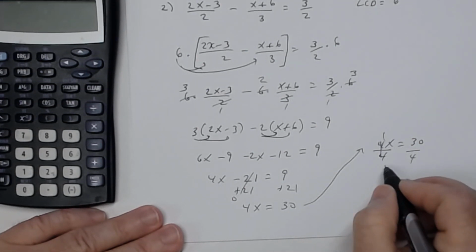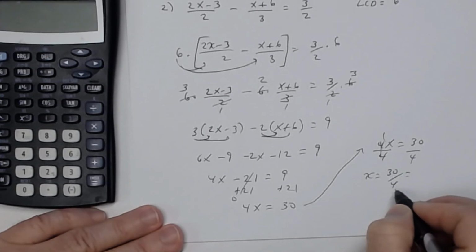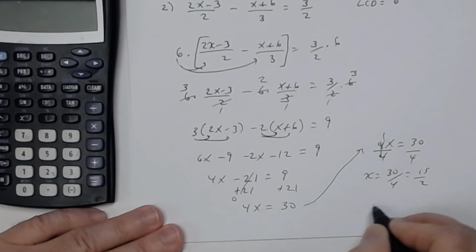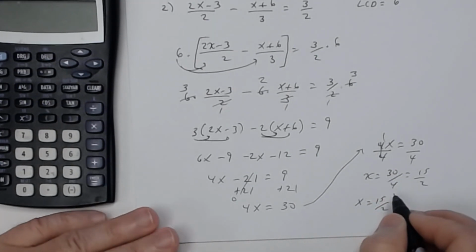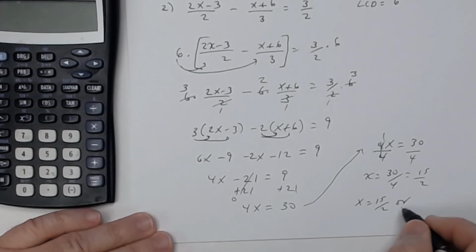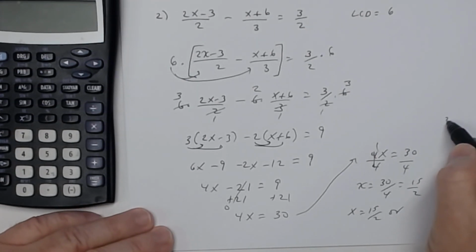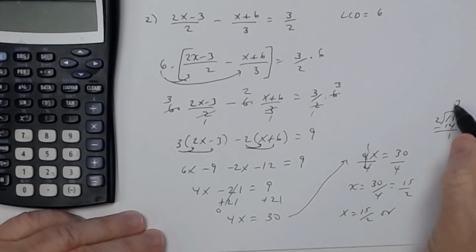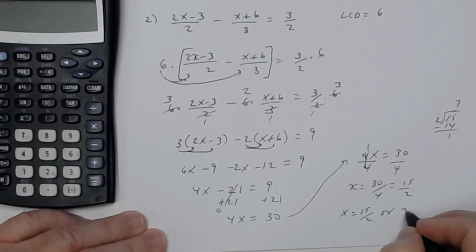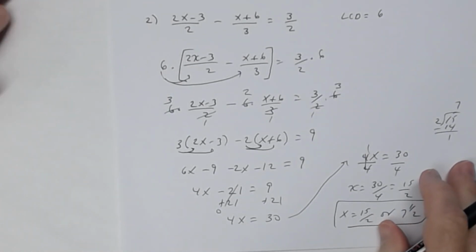But remember, you have to reduce. So you have to say both of those are divisible by 2, so that's 15 halves. So you're going to write the solution as x equals 15 halves. Don't write it as 30 over 4, so you need to reduce. Now, since this is an improper fraction, you can write it as a mixed number if you want to. So 2 goes into 15 7 times. 7 times 2 is 14. Subtract, you get 1. So you can write this as 7 and 1/2. So either one of those is fine. Okay? All right, so that was number 2.